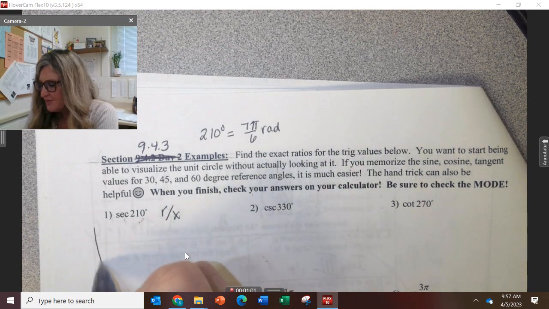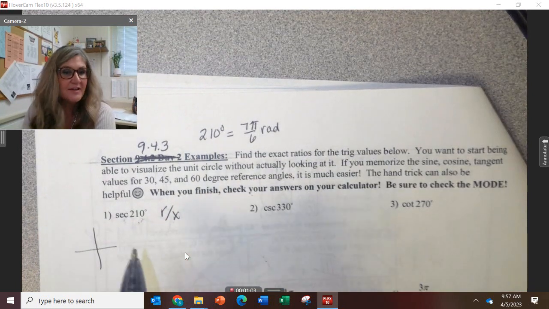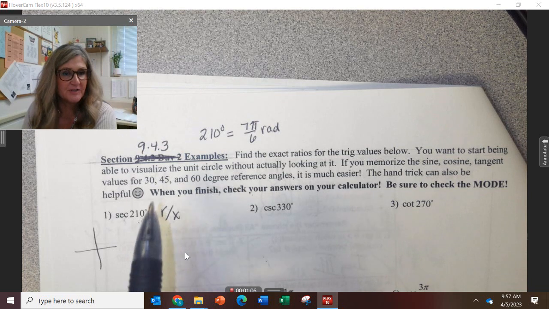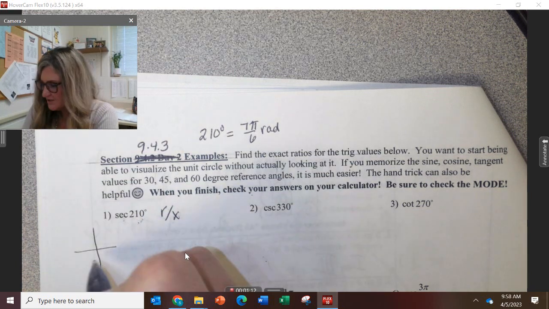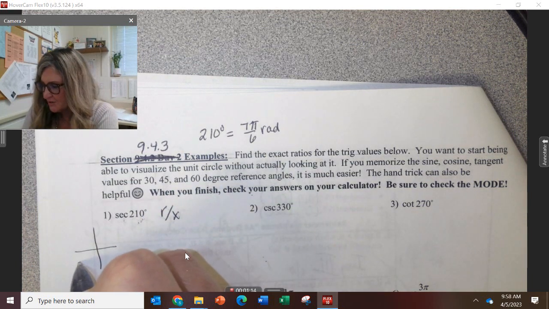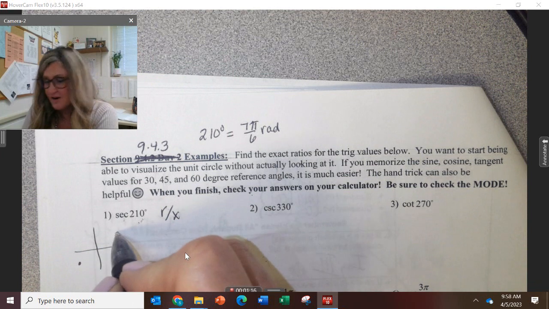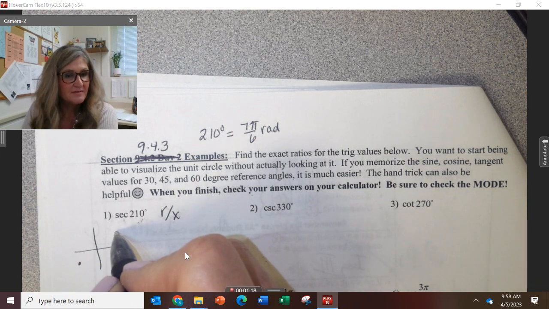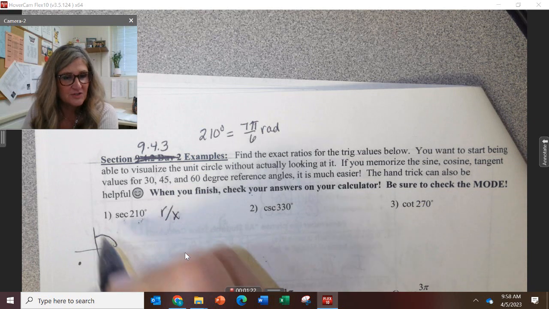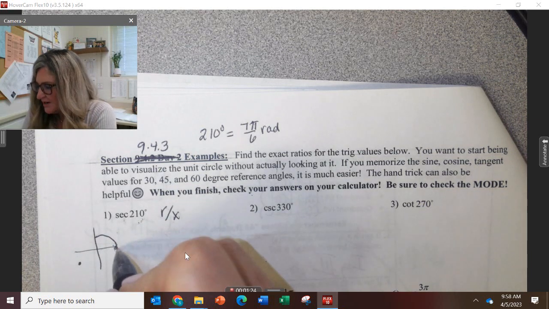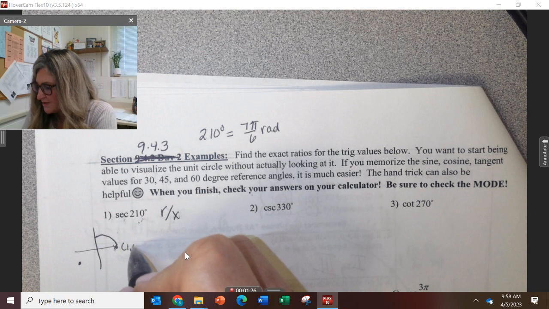So we can either think of the unit circle or we can use triangles, whichever you're doing the best with. What's the reference angle for 210? 30. So I'm going to be right here at 30. Now I can also use the first quadrant. Actually, I am going to use the first quadrant. Let's just do the unit circle for the first quadrant. I want to show you how this works. In the first quadrant, this is 1, 0.